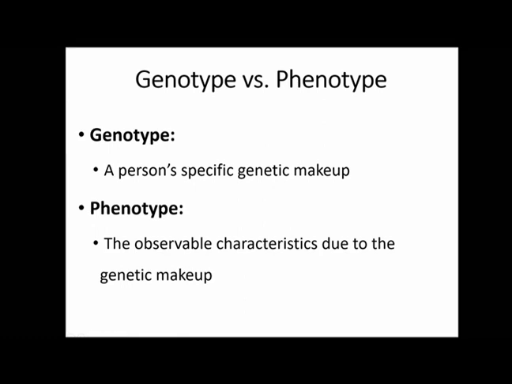One more, drilling it into our heads about the difference between a genotype and a phenotype, because you will definitely have to know the difference. So a genotype is a person's specific genetic makeup. This is the type of genes that you have. Whereas our phenotype is going to be an observable characteristic that's coming from our genetic makeup.